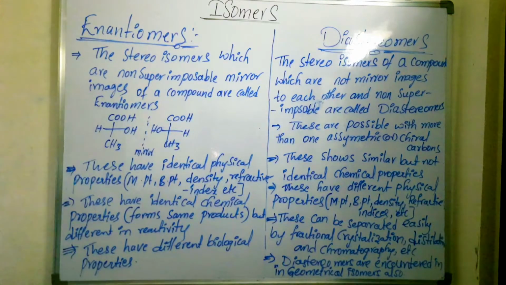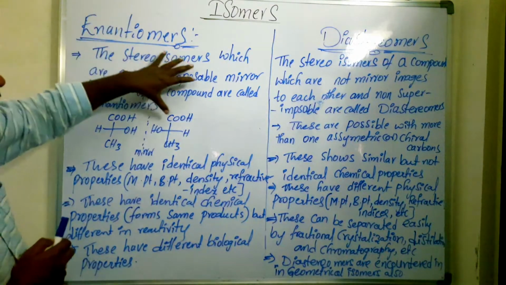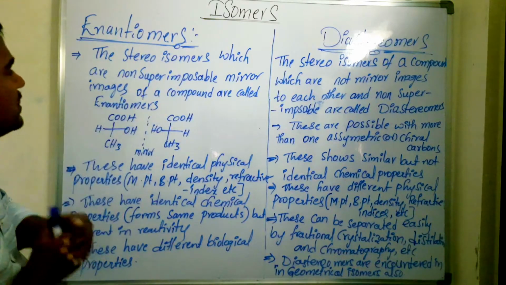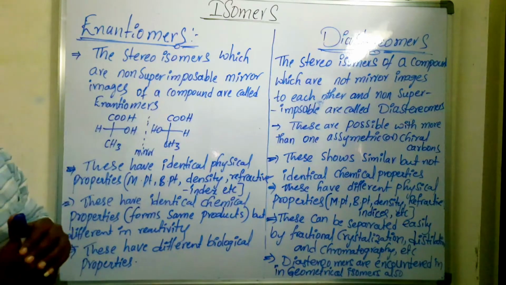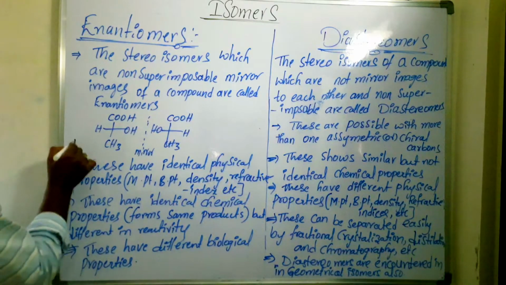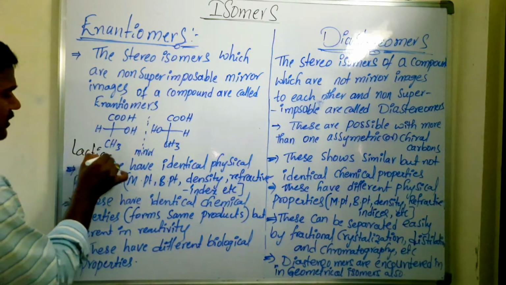Now let's see here. Enantiomers are stereoisomers which are non-superimposable on their mirror images of a compound. Now, a simple example: take lactic acid. It is lactic acid.